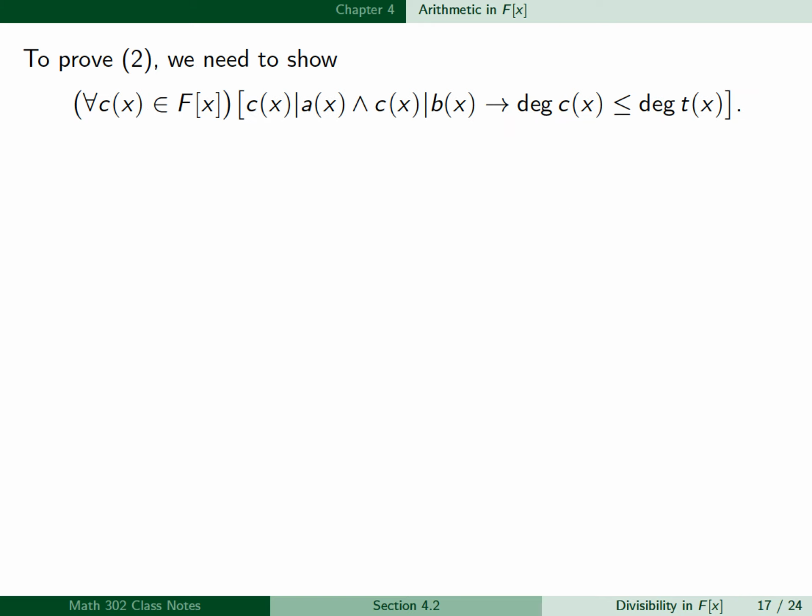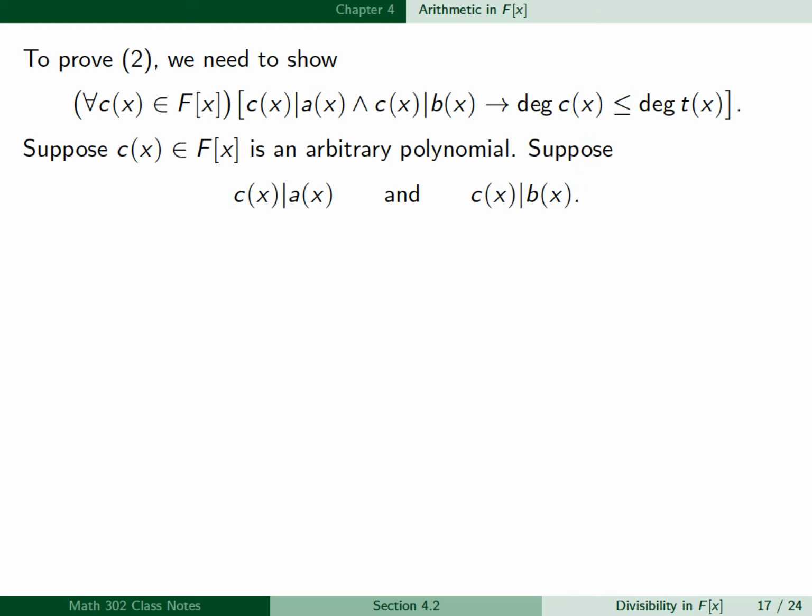To prove 2, we need to show for all c(x) in F[x], c(x) divides a(x) and c(x) divides b(x) implies the degree of c(x) is less than or equal to the degree of t(x). So we'll suppose c(x) in F[x] is an arbitrary polynomial. Suppose c(x) is a common divisor of a(x) and b(x). We need to show the degree of c(x) is less than or equal to the degree of t(x).